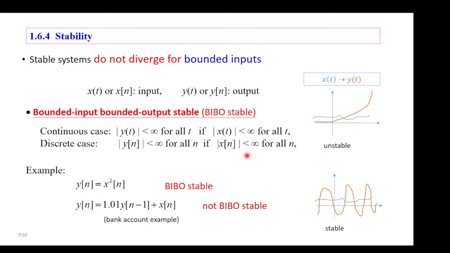So what is BIBO? BIBO means that if your input is bounded, so if your input signal x of t is bounded by something for all t, then your output signal is also bounded by something for all t, and similarly for discrete time. So if your x of n is bounded by some value for all n, then your output is bounded by some value for all n. Okay. So yeah, so this is BIBO stable. So I guess another way of saying it is, for bounded input, the output is bounded. And if it's not BIBO stable, then we think it's unstable.